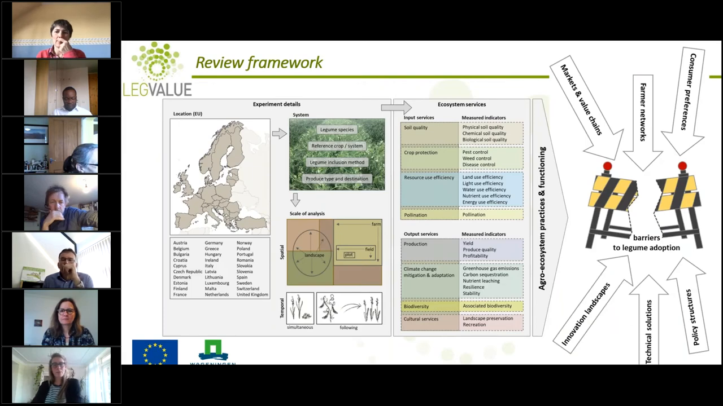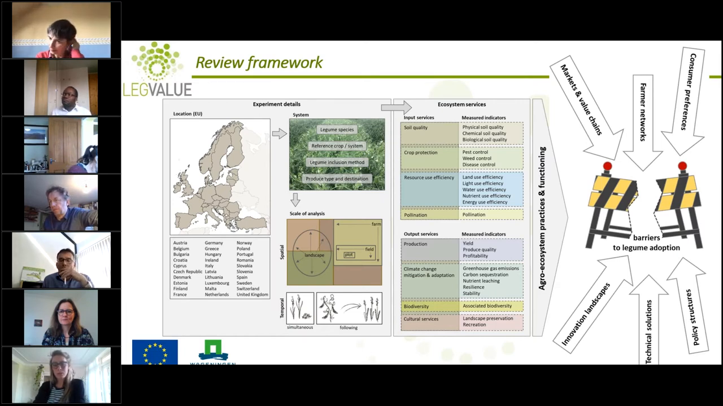So what we did was we wanted to find out what's been studied and published on ecosystem service delivery from agricultural systems that have legumes included in them compared to similar systems that don't have the legumes. So this is a real comparison of what happens when you bring in the legume. And we created this framework for our review to find papers that did experiments in the field in Europe where a legume was used in some way, and the effects were studied in these various ecosystem service realms.